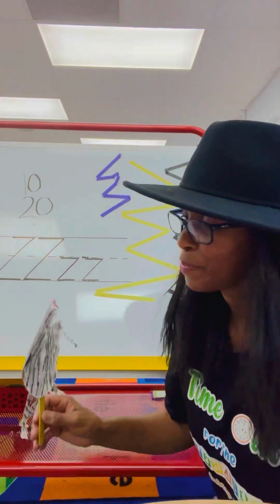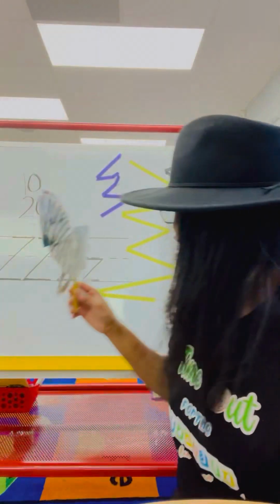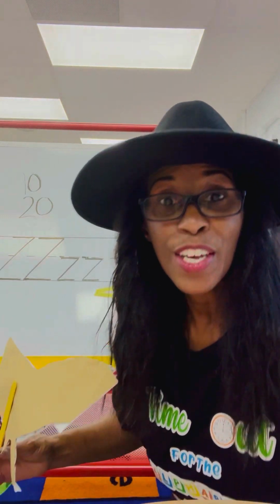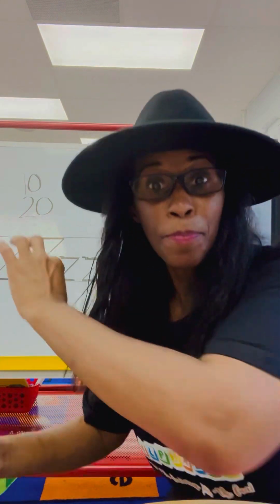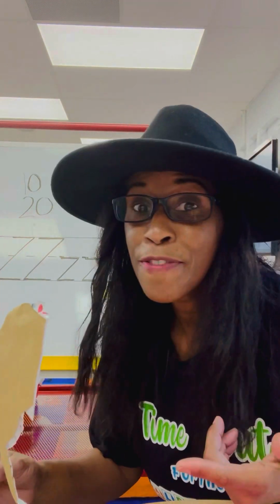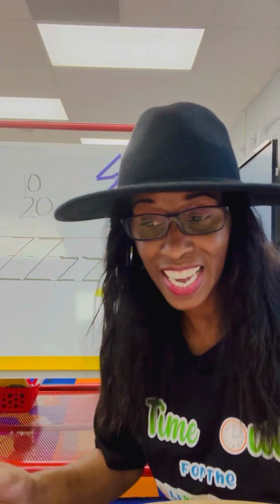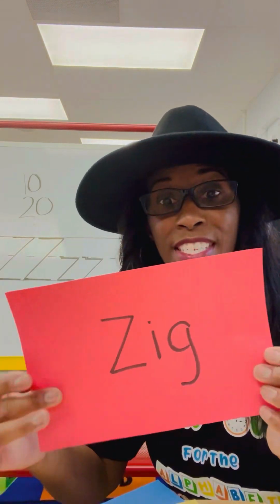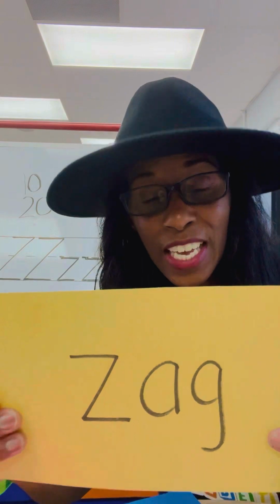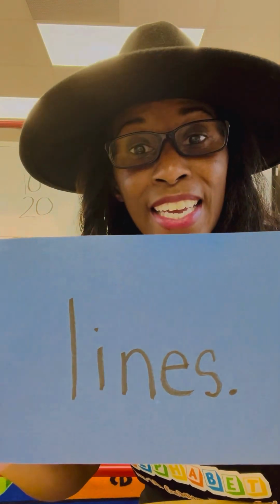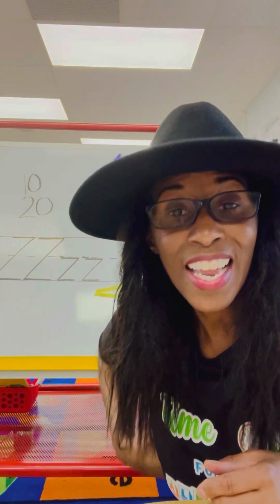He was going fast, wasn't he? So Zanny liked going fast, zipping, because when you zip, besides zipping up your jacket, when somebody zips, they're going really fast. So Zanny liked to zip on the zigzag lines. So here is the word zig, here is the word zag, and here is the word lines. And I have a period on the end because that's the end of our story. Zanny Zebra likes the number 0 and zipping on zigzag lines.